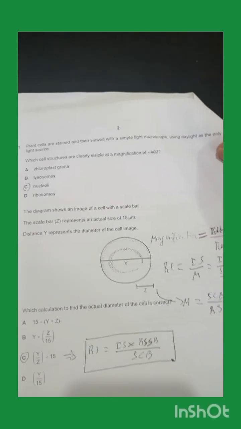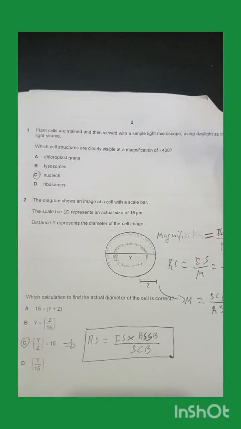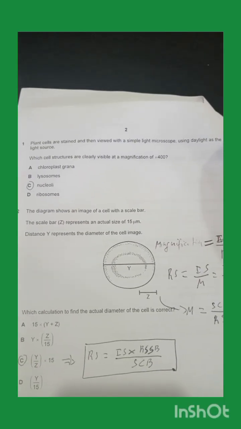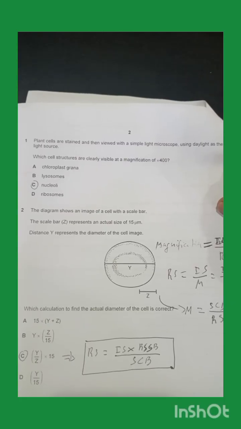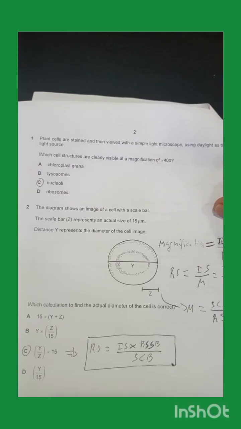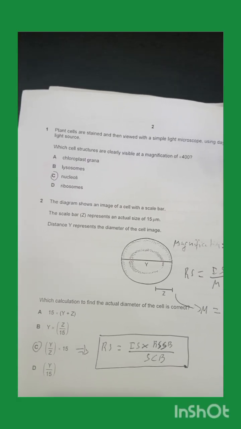All right. So here I've got question 1. Question 1 reads, plant cells are stained and then viewed with a simple light microscope using daylight as the only light source. Which cell structure are clearly visible at a magnification of 400 times?